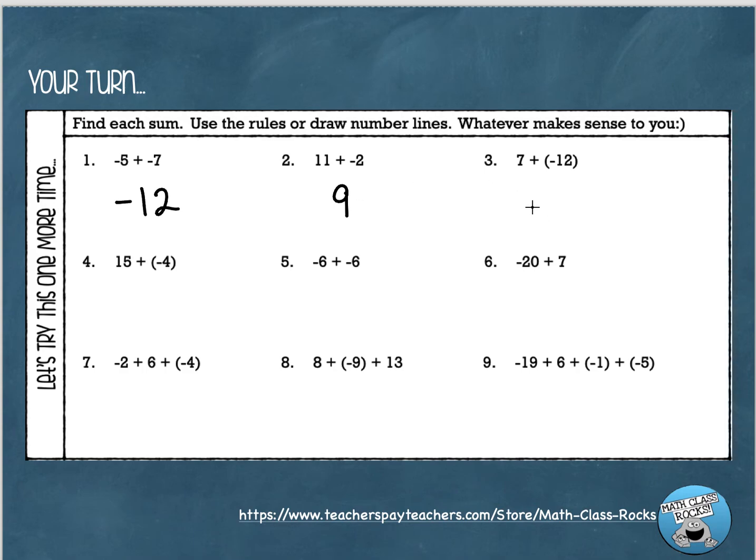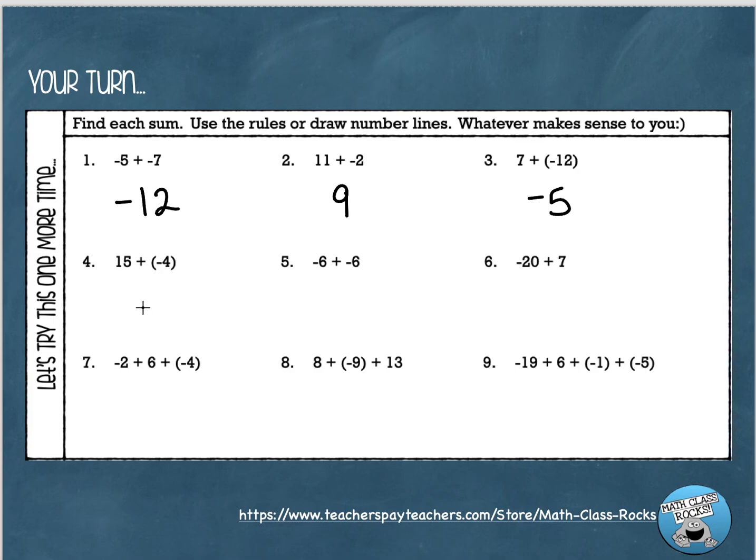For number 3, we've got a positive 7 and a negative 12. If I start at 7 on my number line and I move 12 places to the left, I'm going to be passing 0 and going 5 more places to the left, and I'm going to end up right at negative 5. If we use our rules, we're going to say that 12 minus 7 is 5, and since 12 has a larger absolute value, our answer is going to be negative, right? Because 12 was a negative number.